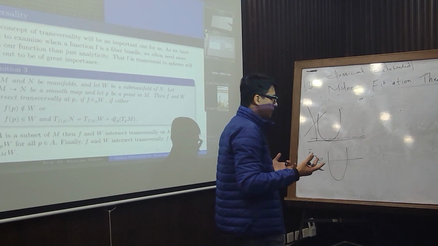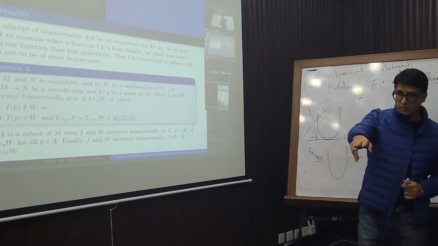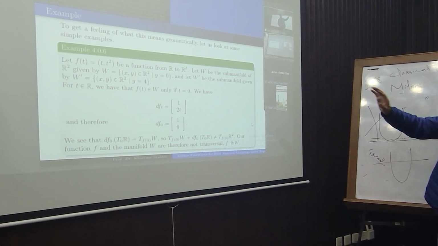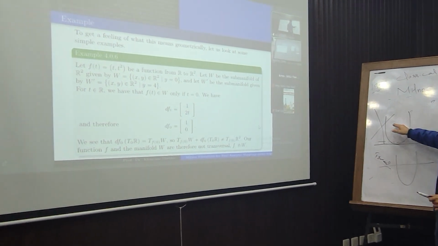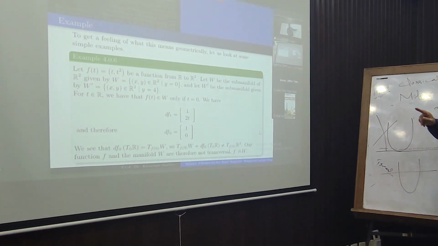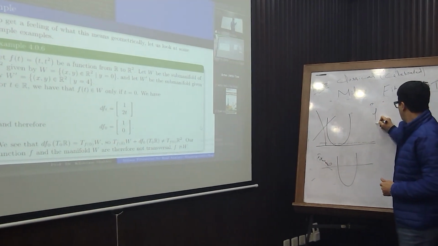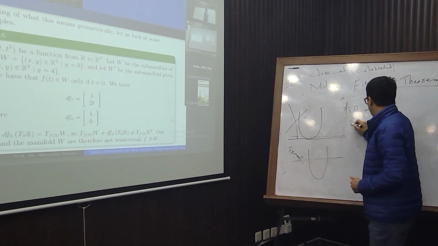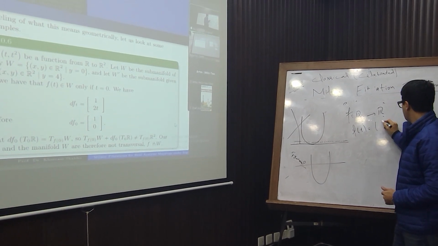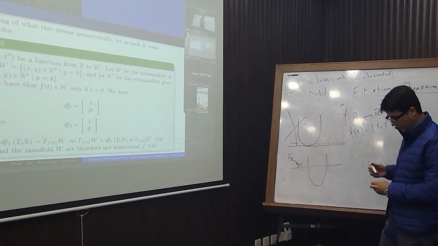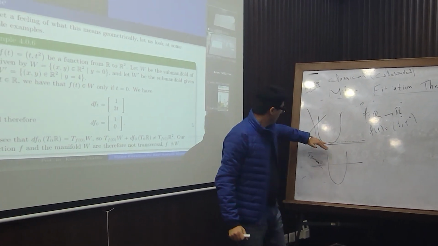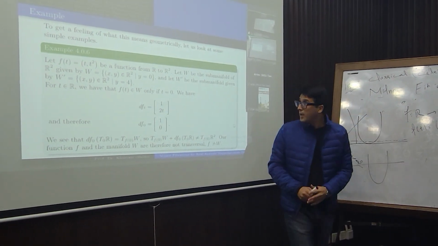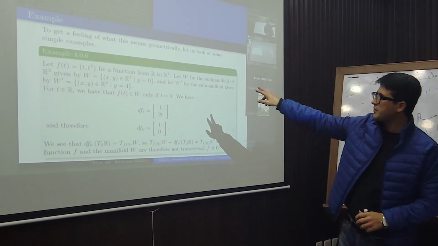The mathematical explanation is in the next slide, please. If you see here, this is the map. F is a map from R to R square, and this map is defined as f of t is (t, t square). So this is the graph of this map, and you take a submanifold.